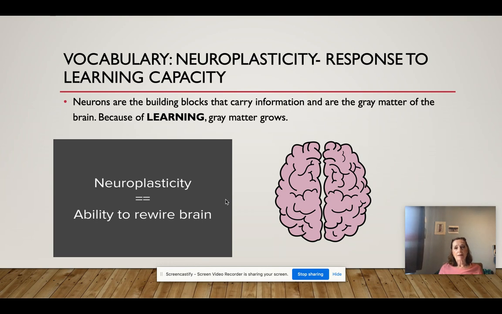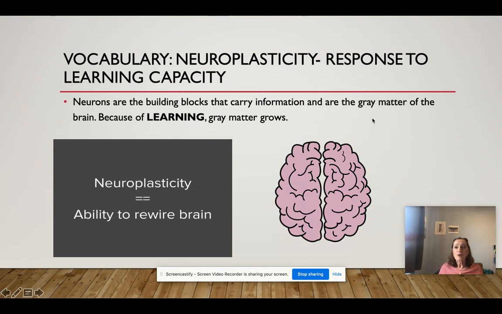Another key piece in brain vocabulary is this concept of neuroplasticity, and it's the response to learning capacity. We have in our brains neurons, and they are the building blocks, and they carry the information into the brain. They're the gray matter over here on the right, the gray matter of the brain.